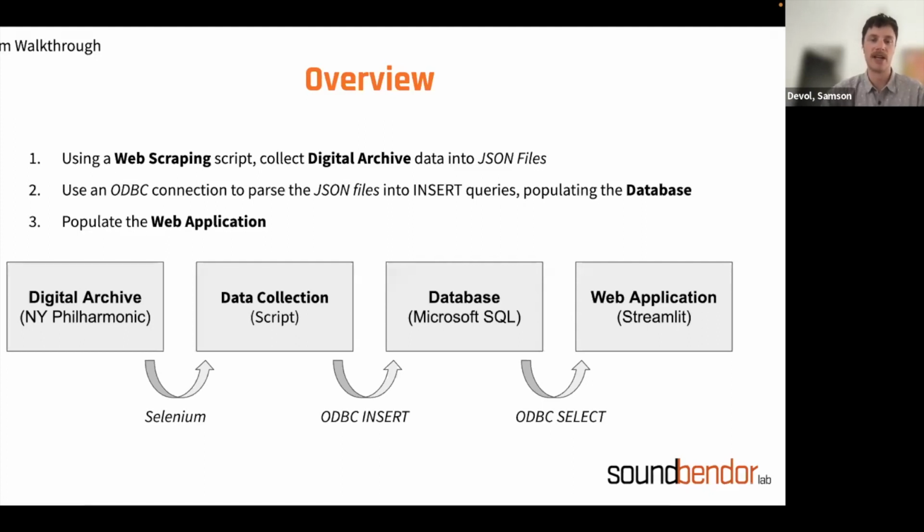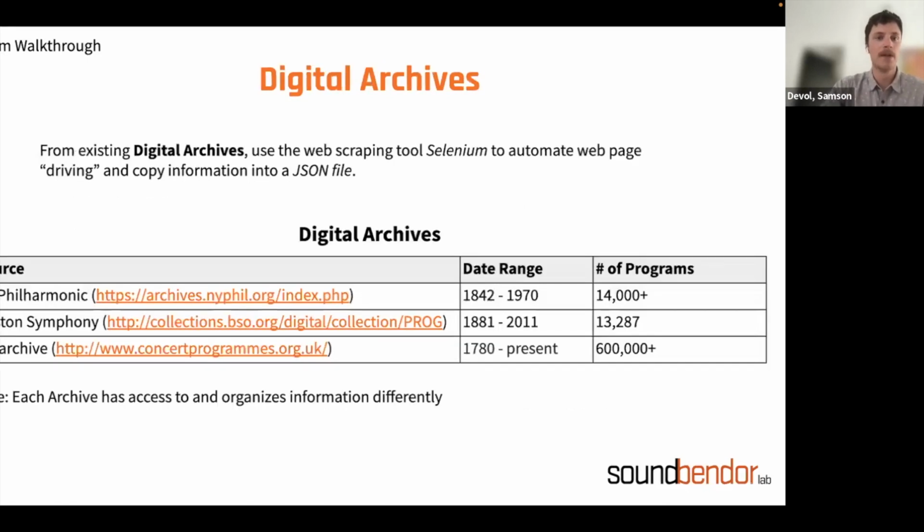Here we just have a pipeline image of our project. So we start with that digital archive. We chose the New York Philharmonic site. And then using Selenium, the automated web browser, we collect the data. And then using that ODBC connection with our database, we can insert that data, and then we can collect that data into our front-end application.